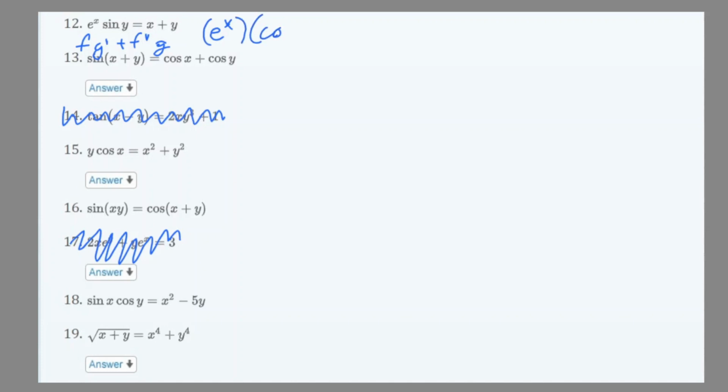So now if we find the derivative, we're going to have e to the power of x multiplied by g prime, which is cosine y dy/dx, because when we find the derivative of sine y, we're going to have to use a dy/dx since we're doing it in terms of x. And then we get plus f prime, which is just e to the x, times g, which is sine y. And that is going to be equal to 1, because the derivative of x is 1, plus 1 dy/dx because the derivative of y is 1. So we're just going to put dy/dx.